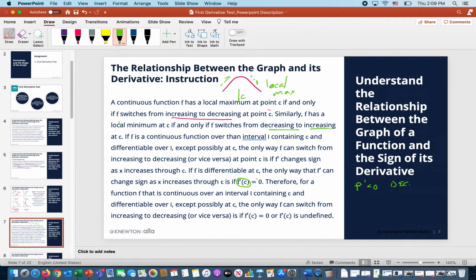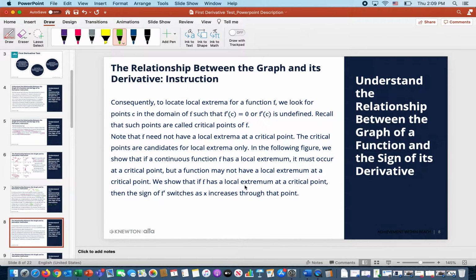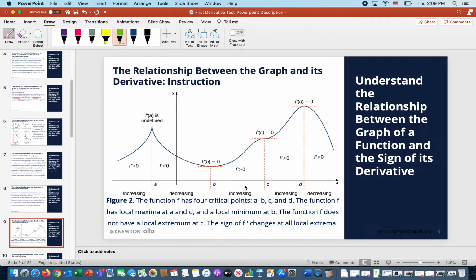Okay, so that's that critical point that we found. So we're going to do a couple of problems where we talk about exactly how to do this. Here's something that I wanted to make sure we discuss in detail. You'll notice that A right here is a critical point, because the value of the derivative right here is undefined.